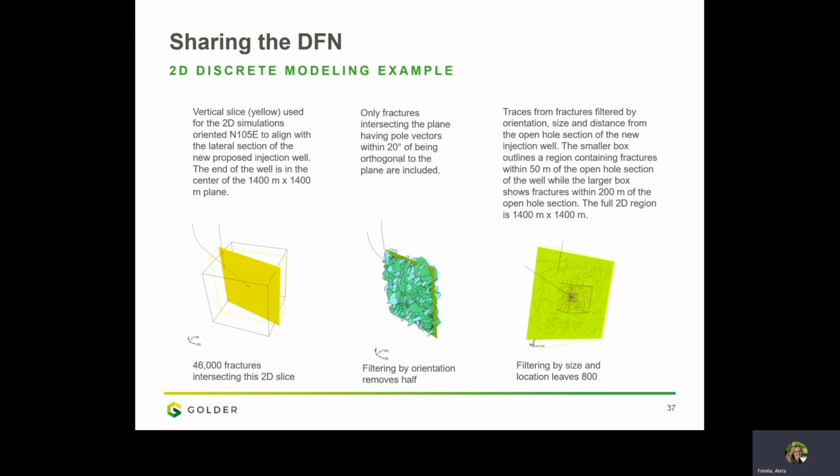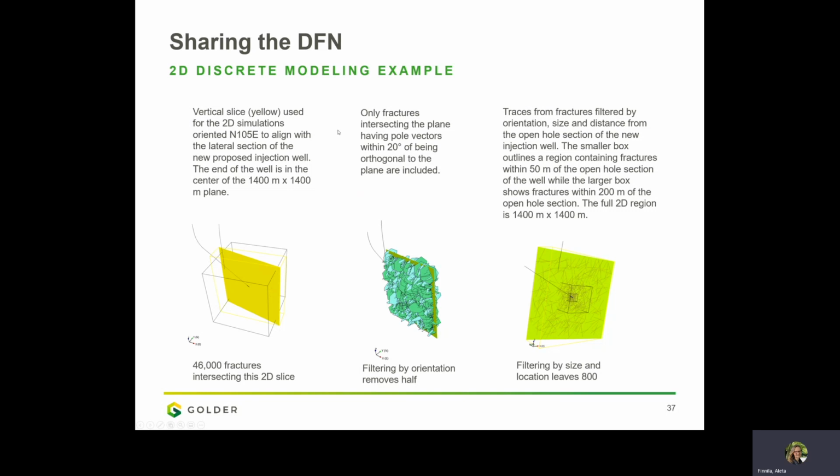One of my colleagues is doing some 2D modeling of this question of stimulation right at the toe of this well 16A. You can see it here. And she wanted me to give her some starting natural fractures for her work. So if I put a vertical slice in my model that aligns with the orientation of this well and look at the region in the square about 1400 meters by 1400 meters, there are 46,000 fractures in my DFN that intersect that 2D slice. And that is too many for her to work with.